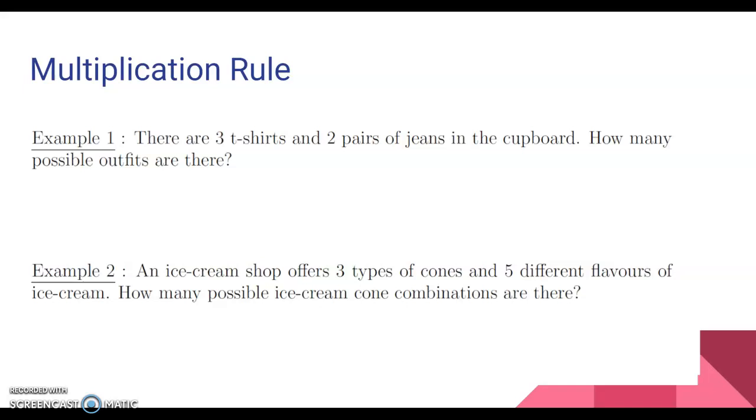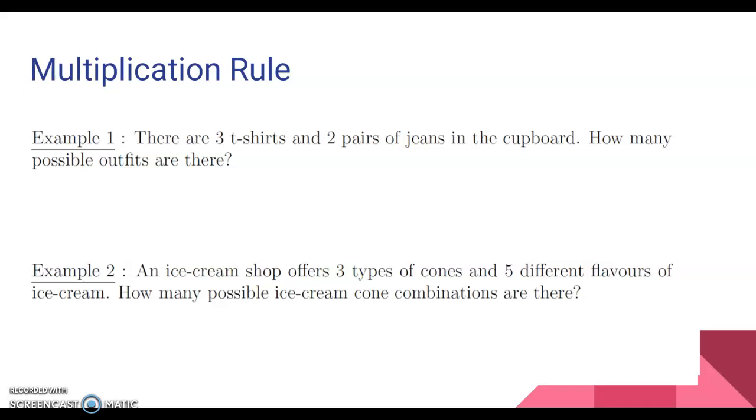Similarly, an ice cream shop offers 3 types of cones. You've got the waffle cone, you've got the sugar cone, and, is there another one? Chocolate dipped waffle cone. And 5 different flavors of ice cream. So you've got your mint, you've got your vanilla, you've got your strawberry, your rocky road, and your toffee nut. How many possible ice cream cone combinations are there?